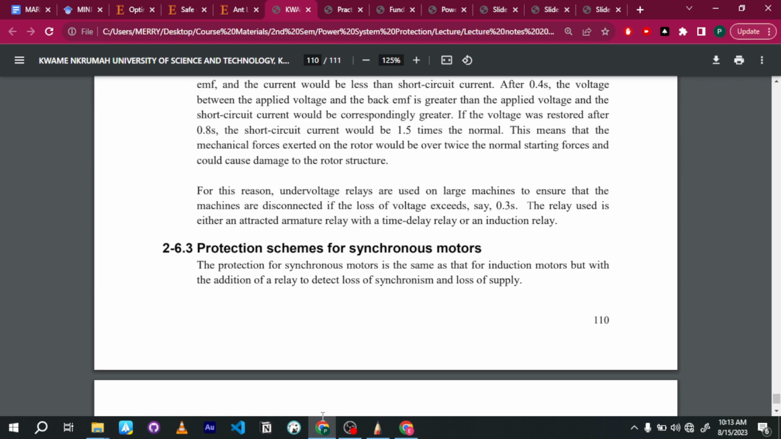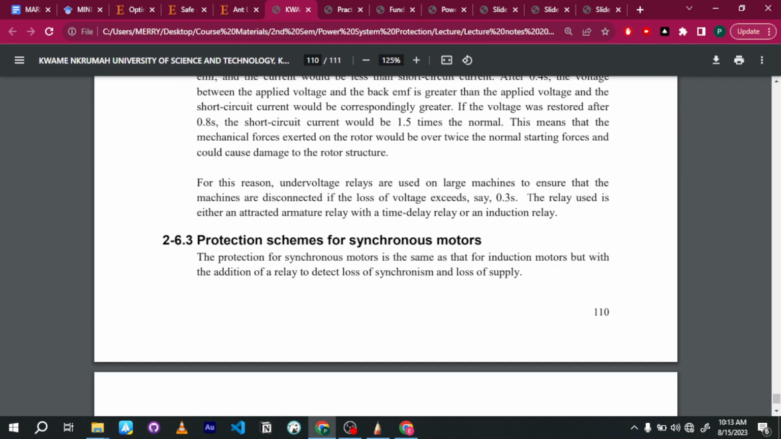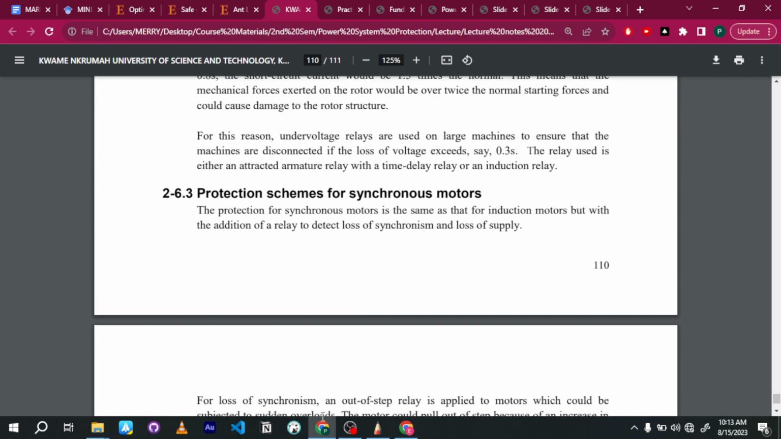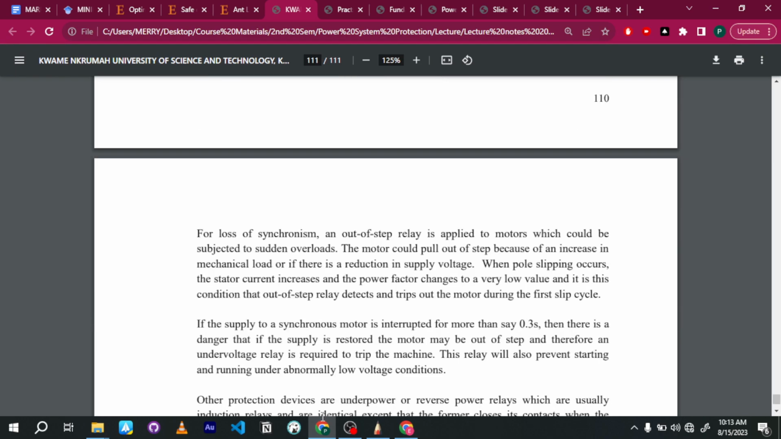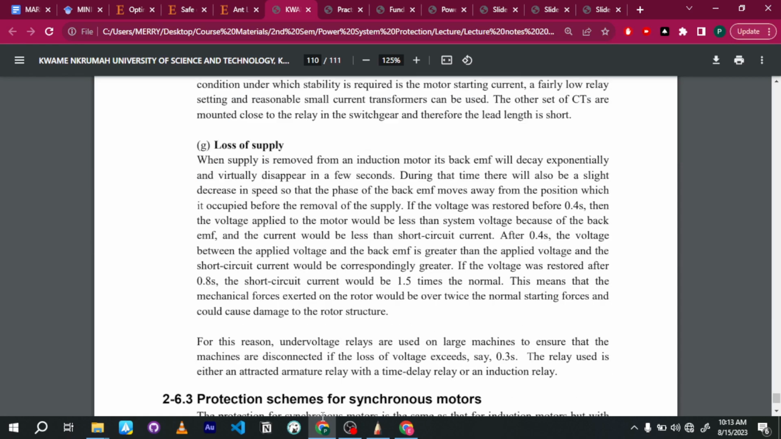So that was for induction motors. For synchronous motors, it's basically the same thing, but you need to add loss of synchronism to the system. For loss of synchronism, use an out of step relay. Most everything is the same. You understand? Yes, beautiful.